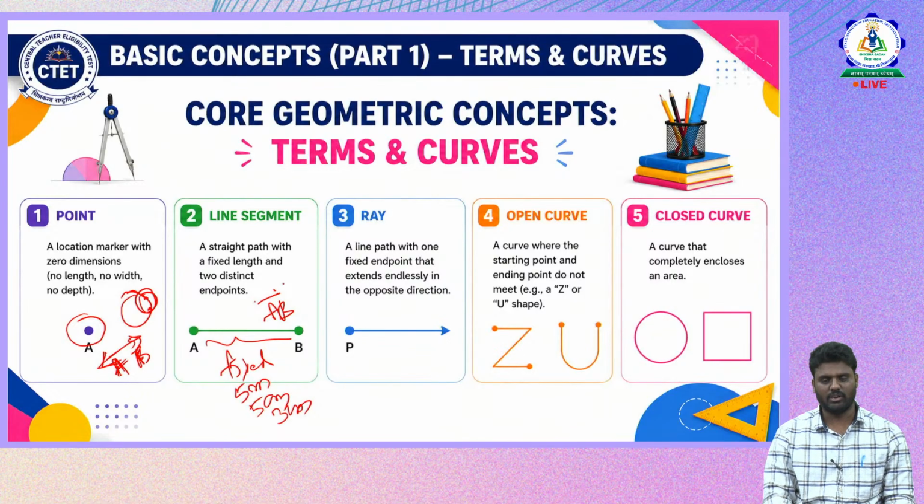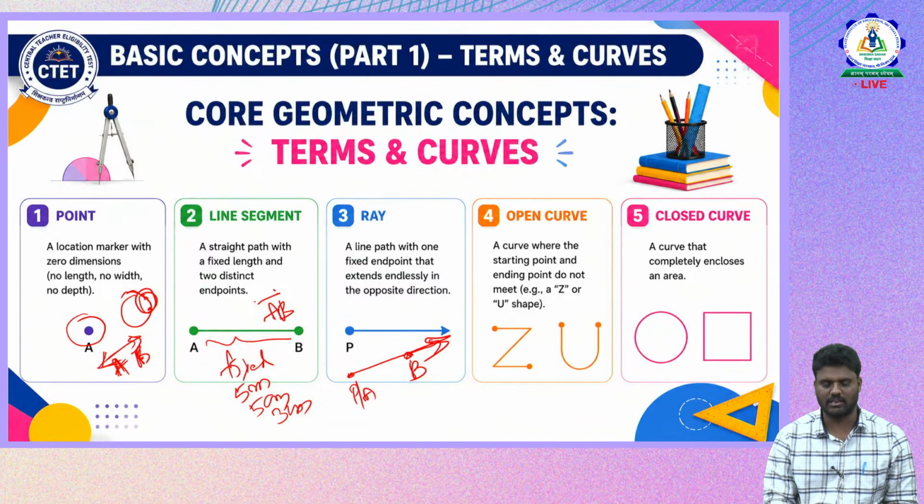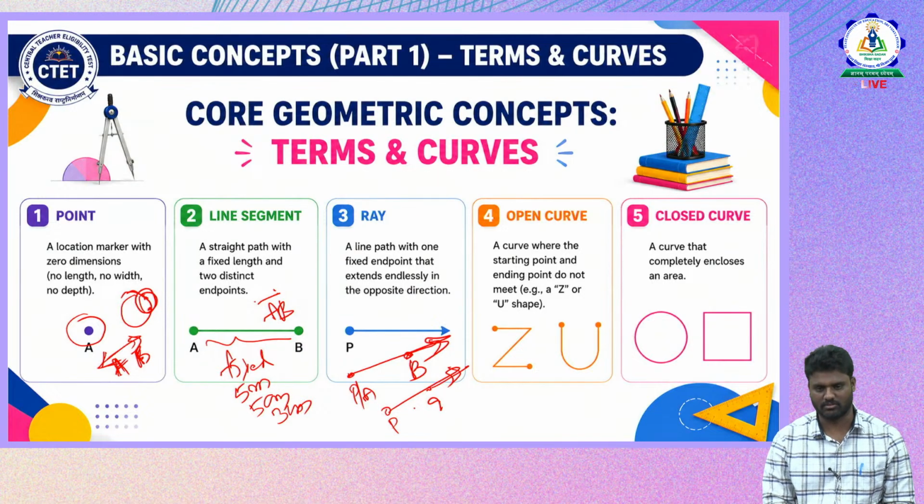Ray. The next basic concept is the ray. A ray is a line path with one fixed endpoint that extends endlessly in the other direction. So it starts at one fixed point, let us assume P or A, and in the other direction it extends endlessly. If it is point A, then another point is B, and in that direction it extends endlessly. This is one of the basic concepts of the ray.